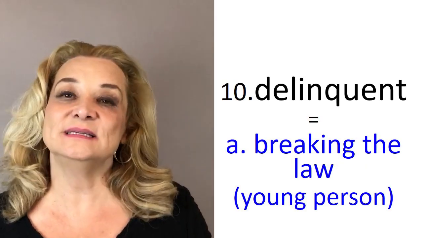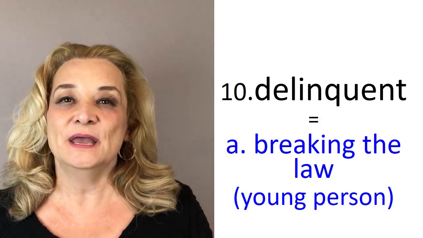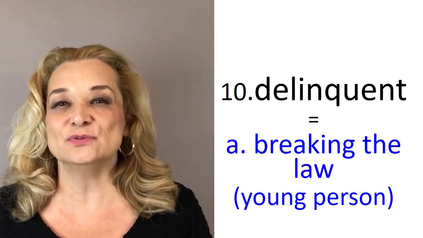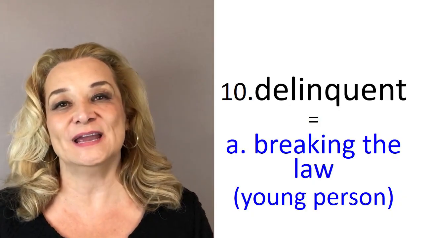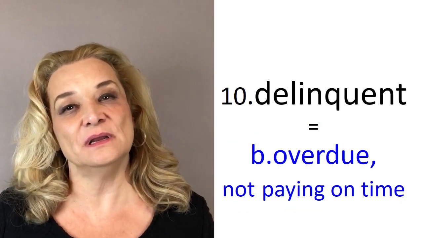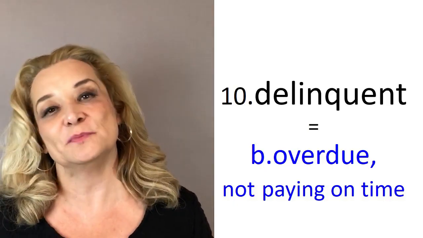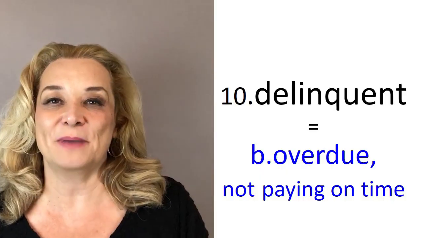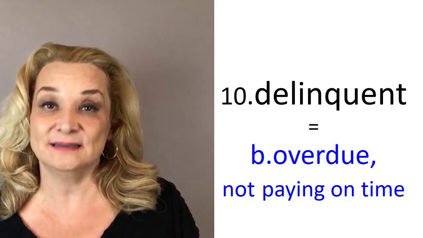And number 10, delinquent. Delinquent has two meanings. The first meaning is if you break the law, but usually it's a small crime. It's nothing too serious, and often it's used for young people who are under 18. When they do something, they are delinquent. And the second meaning of the word delinquent is when you don't do something on the time that you're supposed to do it. It's overdue. For example, if you're supposed to make a payment and you don't make it on time, your payment is delinquent.